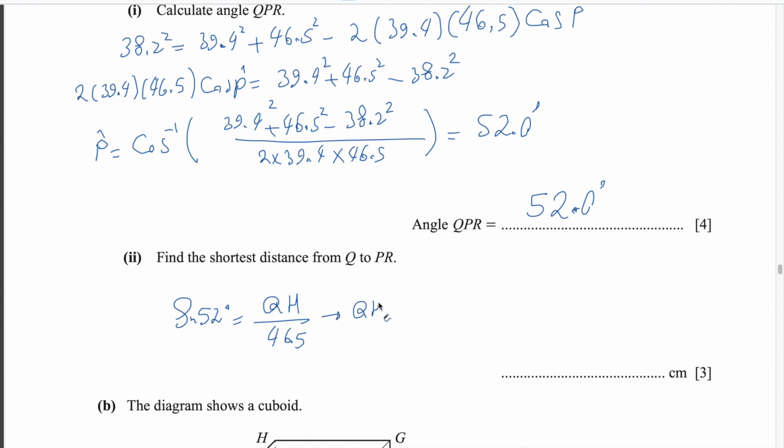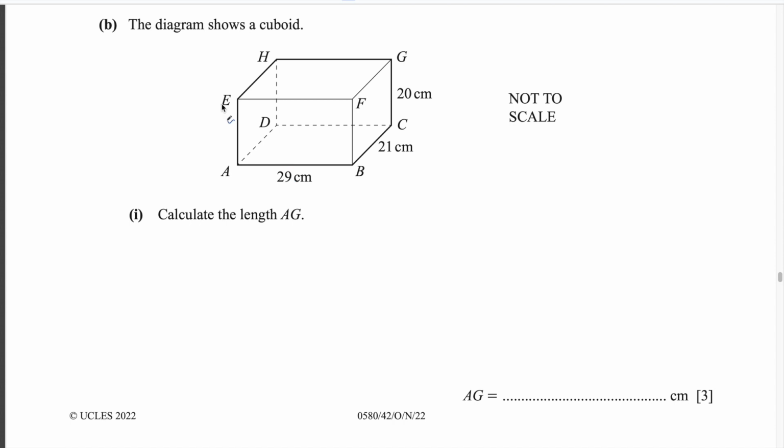So QH will be equal to 46.5 times sine of 52, which is 36.6 centimeters. B. It says the diagram shows a cuboid. You have the dimensions. It says calculate the length of AG. Length of AG is this diagonal.